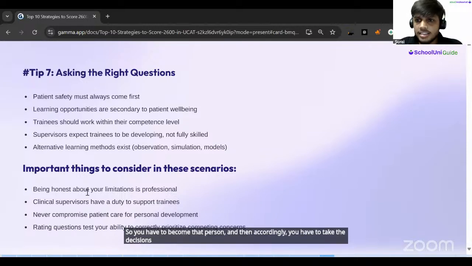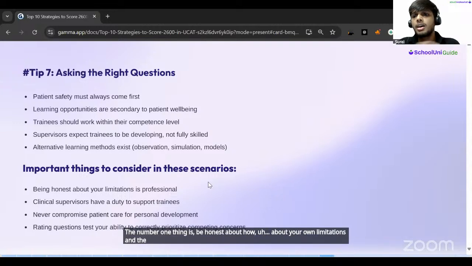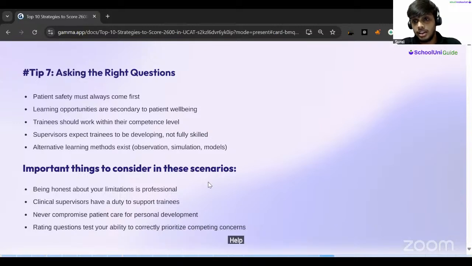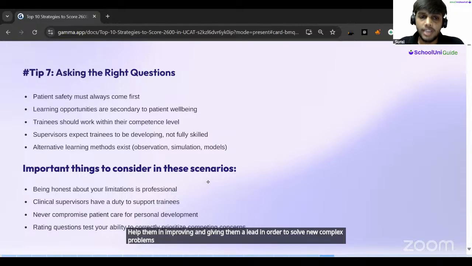So these are the things that you can consider while solving such scenarios. The number one thing is be honest about your own limitations and the limitations of the people who are working under you. Then the second most important thing is clinical supervisors have a duty to support trainees. You will have to support them. You will have to help them in improving and giving them a lead in order to solve new complex problems which are going to be faced by them.